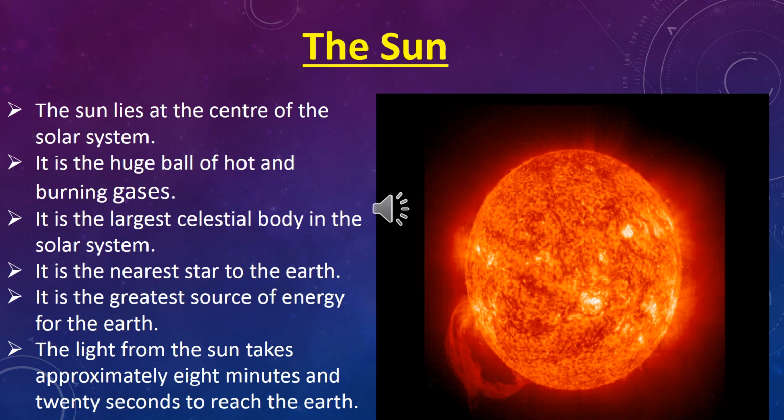The light from the Sun takes approximately 8 minutes and 20 seconds to reach the Earth. That's the time sunlight takes to reach the Earth.